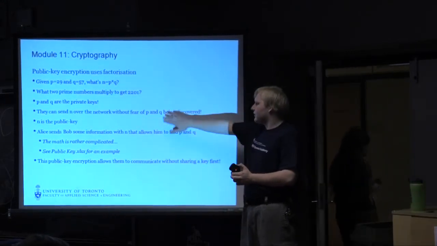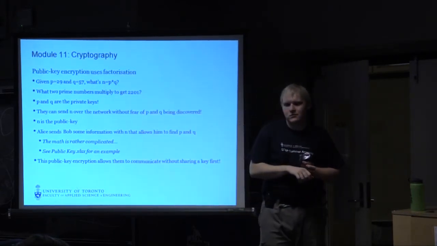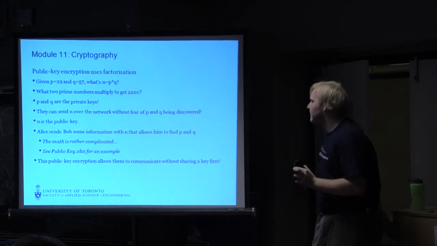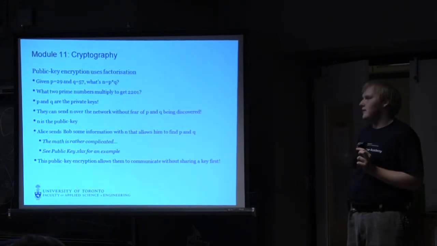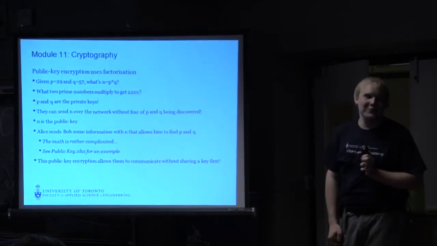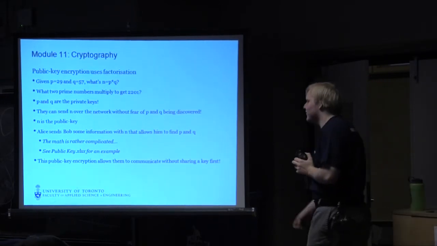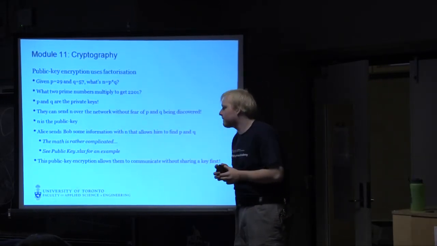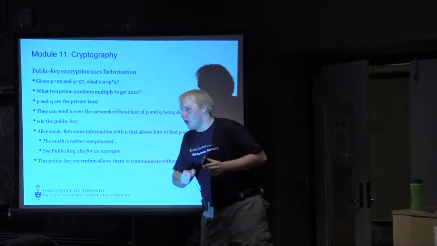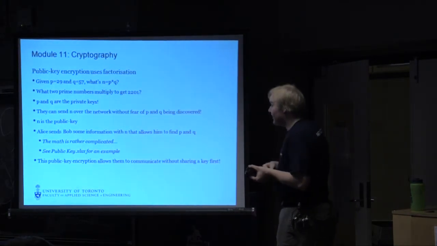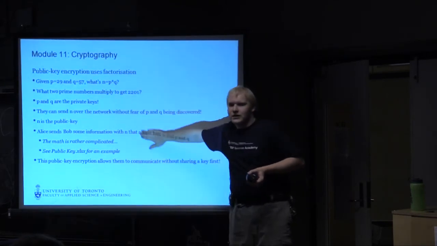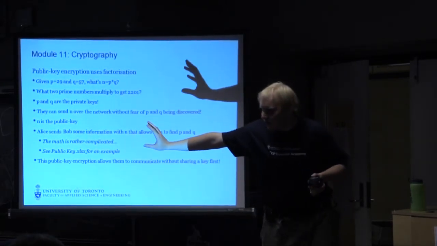Now I might ask, what 2 prime numbers multiply to get 2201? That is a much more difficult thing to do. I won't ask you to do it right now. There is a prize if you can do it by the end of the day. Honor system, don't use the internet. 2201 is the product of 2 prime numbers. So those 2 prime numbers, p and q, are our private keys, or what we use to generate them. And we can send n over a network, and because it's so difficult to factor this product n into p and q, we can send n safely without exposing p and q.